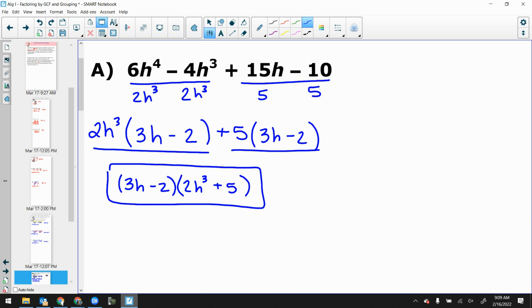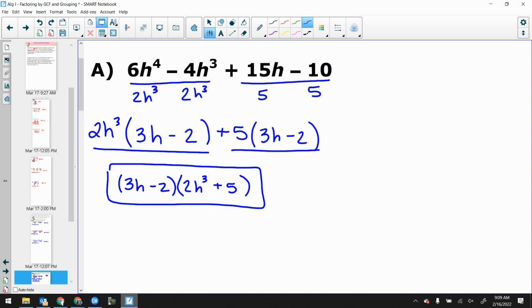Wait, that's just a different way? No, that is the way for a 4-term polynomial. What we were doing in the bottom of the front page was to get you ready to do this, so that you could recognize this. Like 2 and 3. This is actually fun. So we have 3h minus 2 as my binomial. That's what you have to see here.